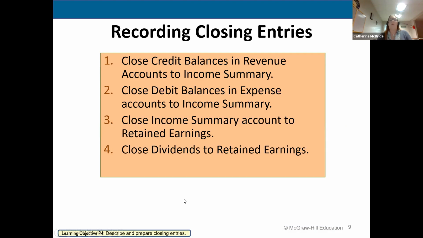Here are the 4 steps. We're going to close the credit balances in revenue to the income summary account. What I mean by close is whatever the account balance is, we're going to make it zero. So we're going to move revenue to income summary. We're going to move expenses to income summary. We're going to move income summary to retained earnings and put dividends in retained earnings. Now, when we're done, what we've really done is put the revenue and the expenses into retained earnings. So revenue and expenses is the same as net income. So we've really put net income into retained earnings and taken dividends out.